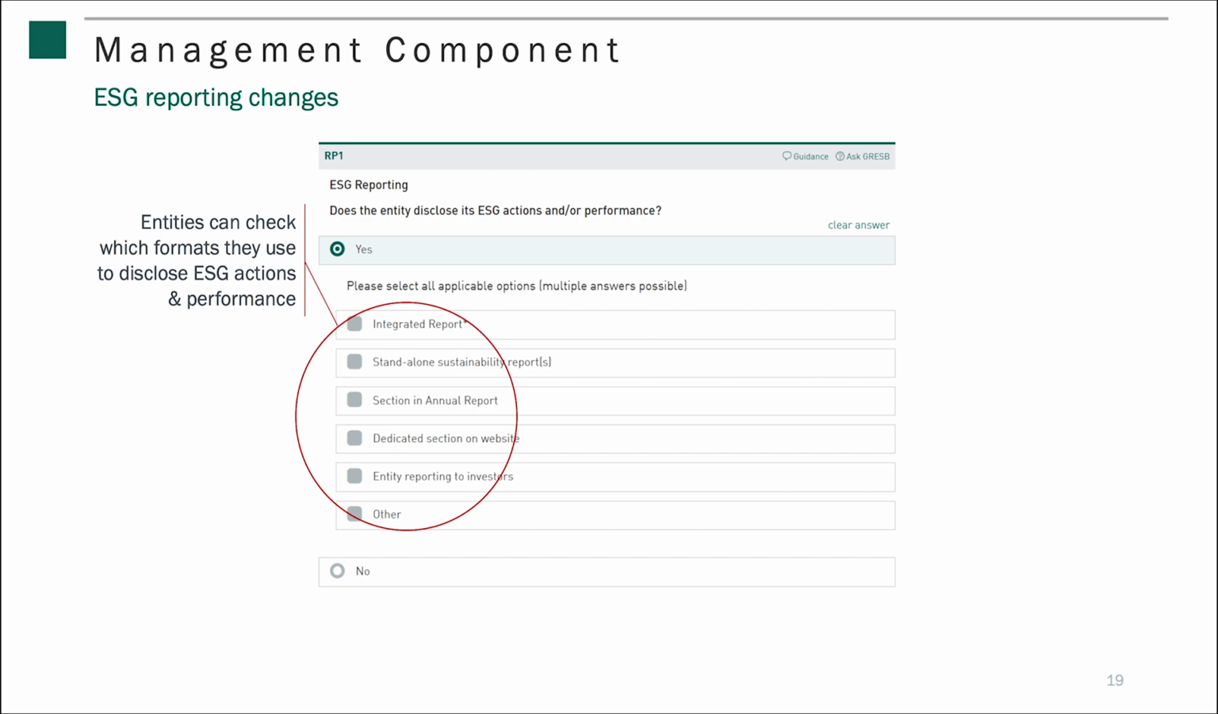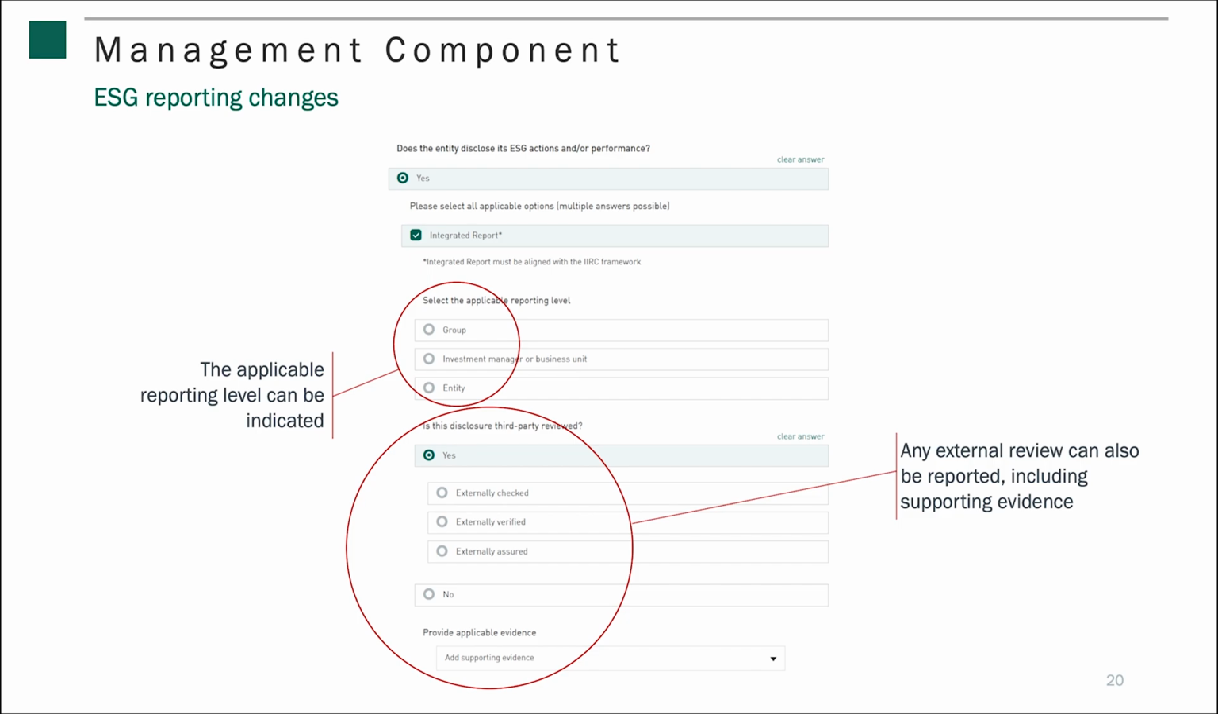Participants can select where they disclose their ESG actions first. This opens another list of options where the details of the disclosure can be provided, including the level of third-party review. The information on third-party review was previously a separate indicator.